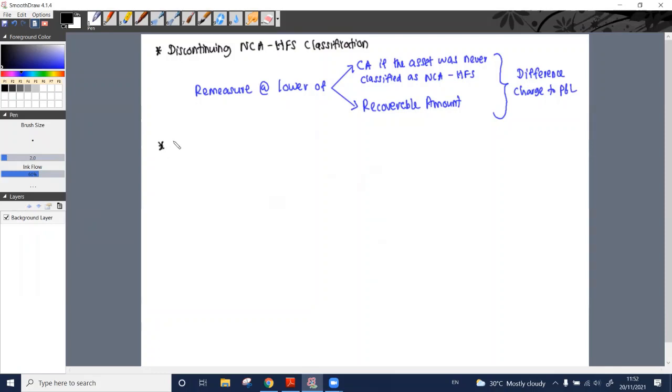And this standard also addresses discontinued operations. What do you mean by discontinued operations? That means a significant component of an entity is held for sale or trade.